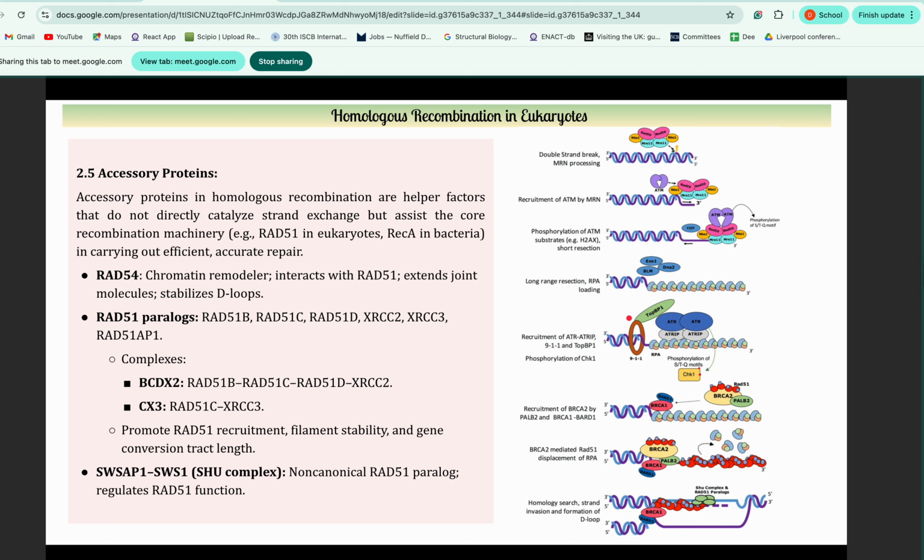And then when the long range resection has taken place, another protein comes, which is RAD51, which is brought by BRCA2 and PALB2. So they will come, they will help to replace RPA with RAD51. Yeah, so here they are bringing RAD51, they are replacing this RPA with RAD51. Now as soon as RAD51 binds, it will search for the homologous sister chromatid so that recombination can take place. So this is all about homologous recombination.